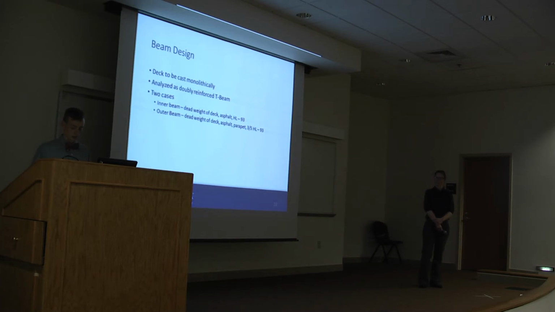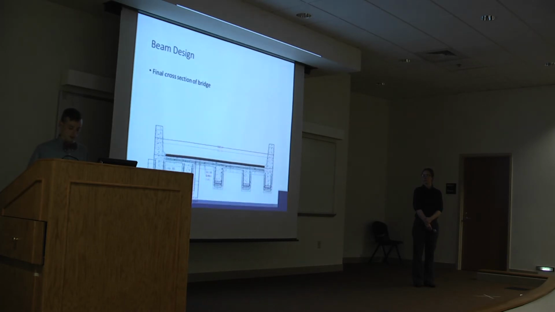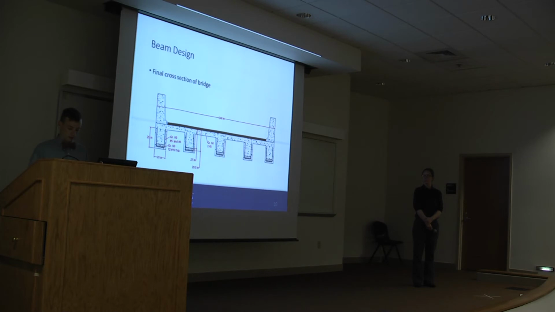The inner beams having the weight of the deck, the asphalt layer, and the full HL93 at the worst case scenario of the midspan. The outer beam would only have a fraction of that HL93 plus the deck walls, which adds a significant weight to it. But the inner beams, even having a larger effective width, still controlled, and for constructability, all beams would be constructed to be that size. Here's a final cross-section of our bridge.